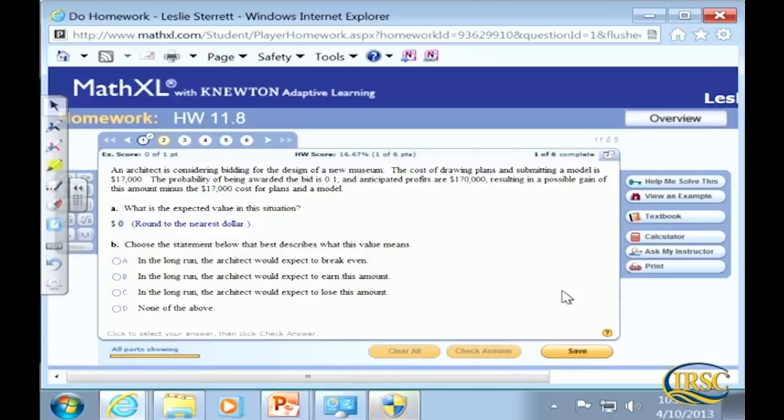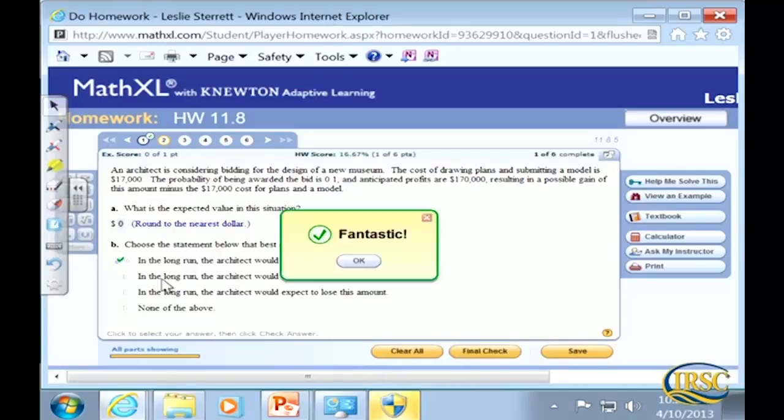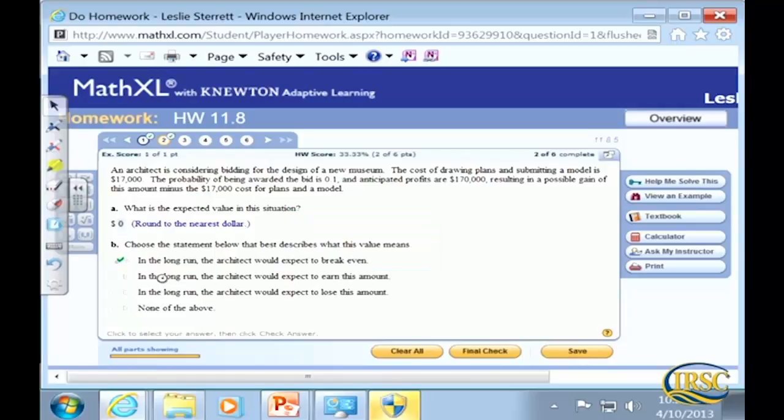And I see a majority with 1. And the majority is correct. Fantastic. Okay, so if you get an expected value of 0 when you're talking about money that you're either going to earn or lose, then yes, that is breaking even.